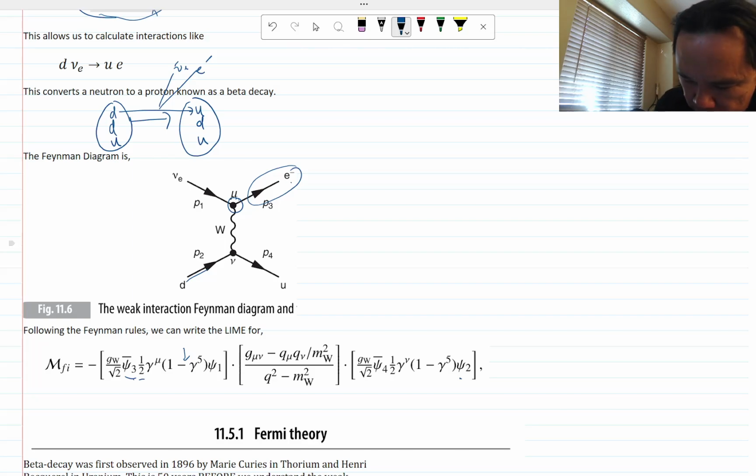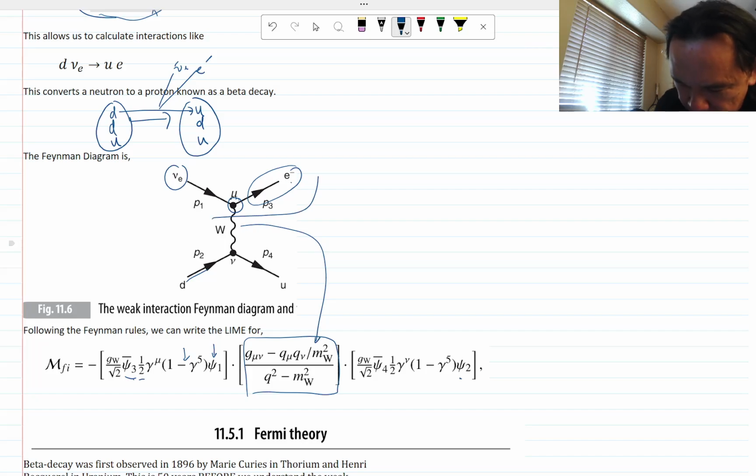Okay, and then now you reach gamma psi 1, which is the incoming electron neutrino. And then now you have this vertex, this propagator. That's where this comes from.